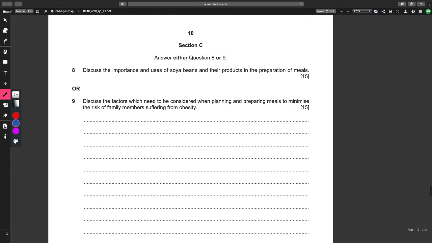So you have a choice here of what you answer. You can discuss the importance and uses of soya bean and the products in preparation of meals, or you can discuss the factors which need to be considered when planning and preparing meals to minimize the risk of family members suffering from obesity.